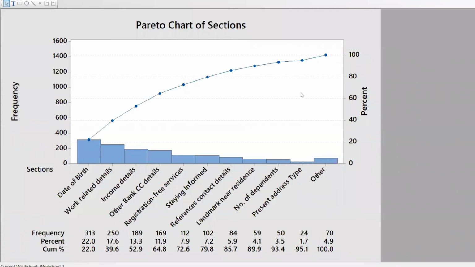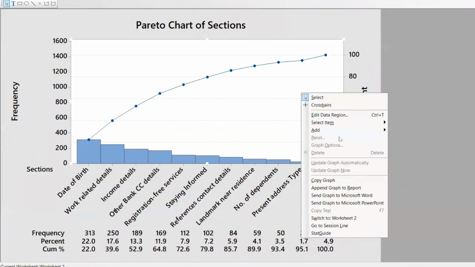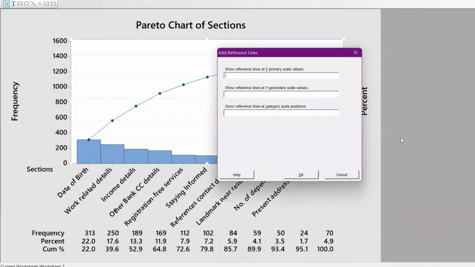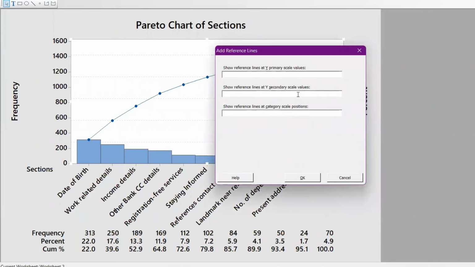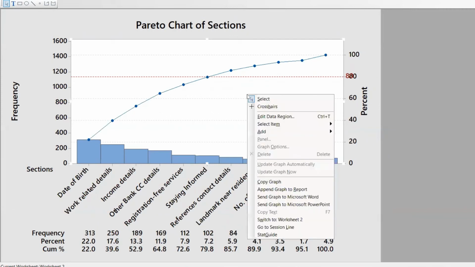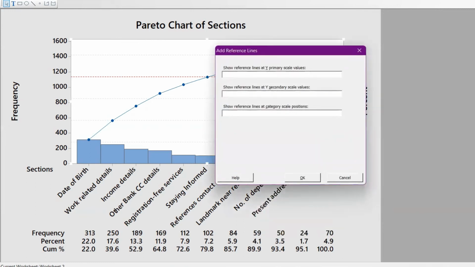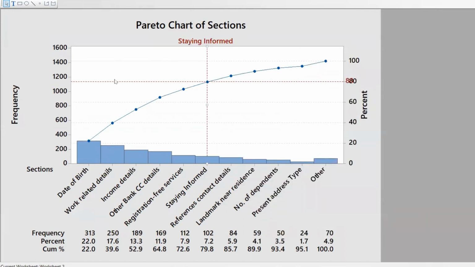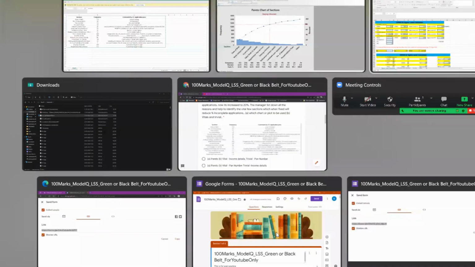Let's see. We need to put in 80-20%, right? So we can put this one reference line, and then you have 80%. Let's see where the 80% comes. So, 1, 2, 3, 4, 5, 6. Maybe I will also add another reference line at 6. So this is called vital. These are all the vital issues. This is trivial. Let's read the options we have.